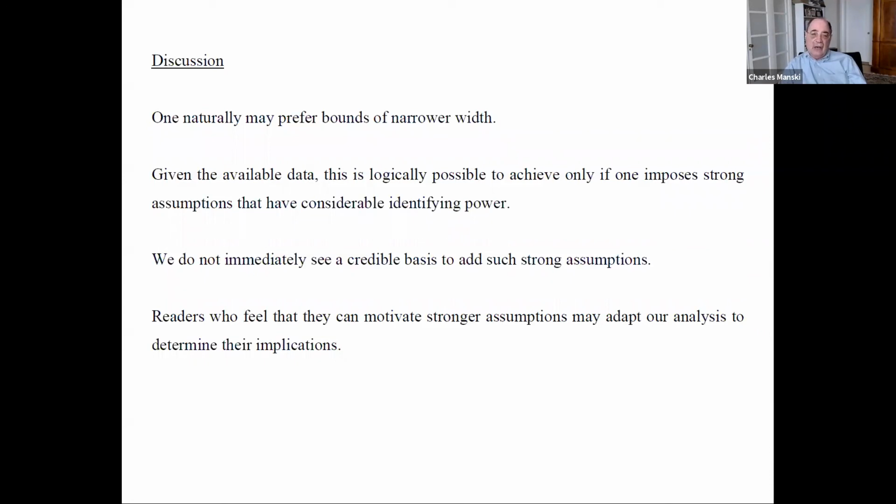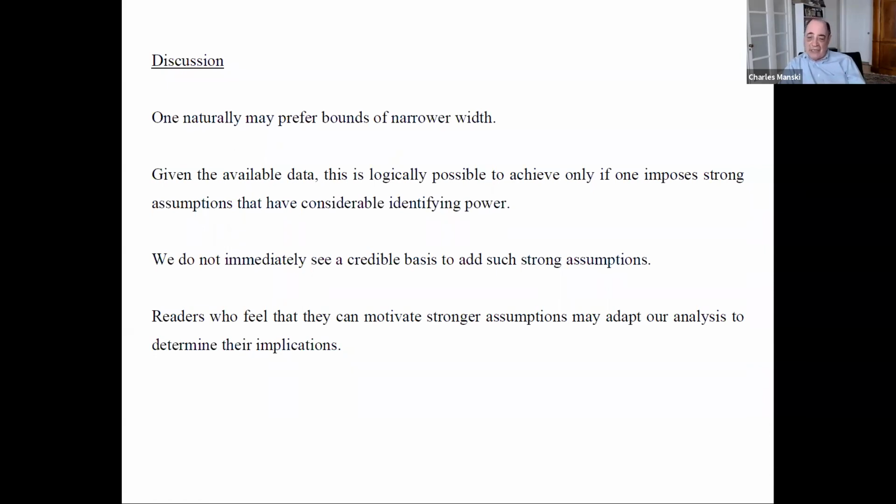First, some discussion. Come back to this basic question. You get these bounds, and the basic bounds are still quite wide. You may prefer to get narrower bounds, but there is this logical problem that the only way you can get narrower bounds is to impose stronger assumptions. Impose strong enough assumptions, and I could tighten these bounds as much as I want.